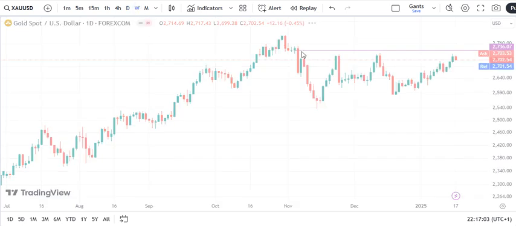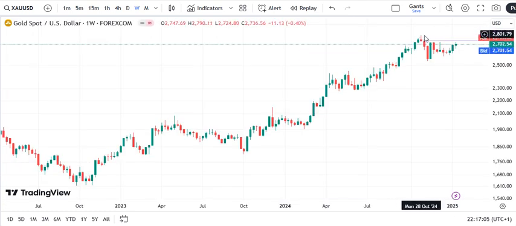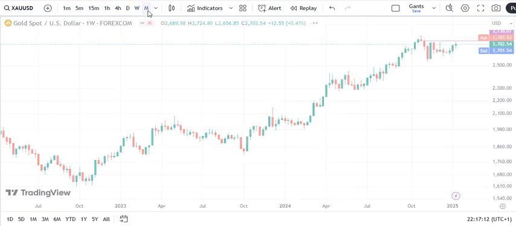Let's see weekly time frame. Yes, we might make a new high this new week, or before the end of this month might make a new high in gold.